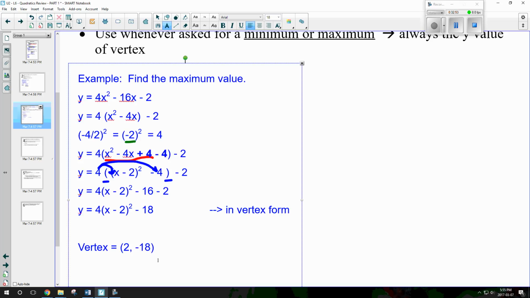Now that we have our vertex, the question, remember, was asking us for the maximum value. And remember, the maximum and minimum value is always the y value. In this case, our maximum value is negative 18.